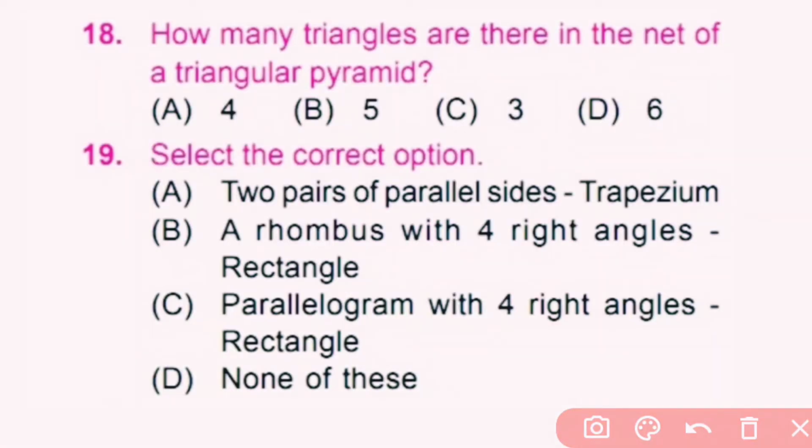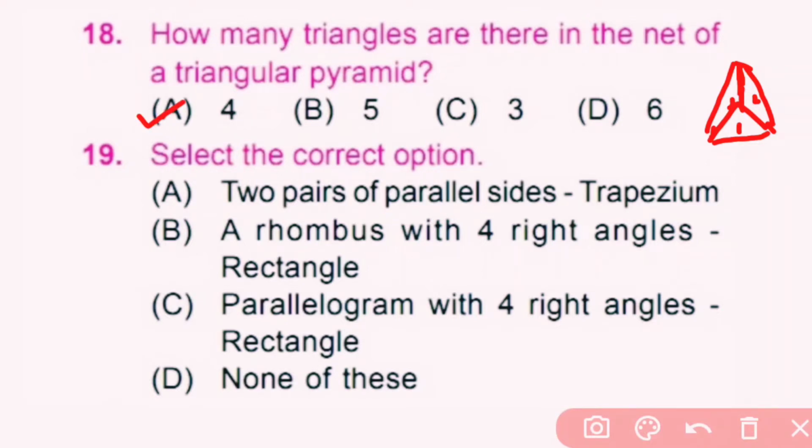Question number 18. How many triangles are there in the net of a triangular pyramid? In a triangular pyramid there are 4 triangles. This 1, 2, 3 and down 4. So here A is the correct answer.